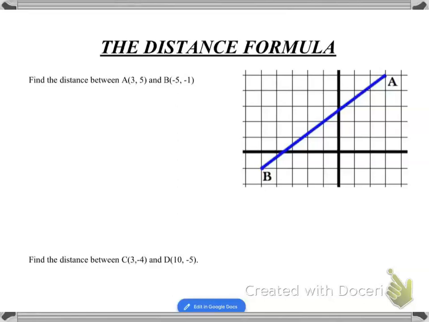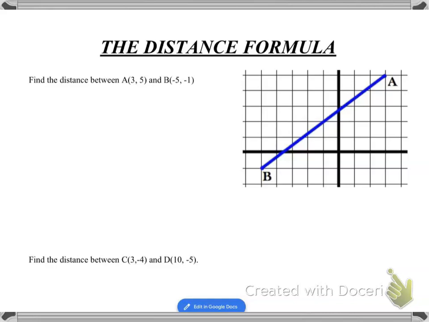Hello class, and today we are going to look at the distance formula. What we're going to do with this is use it to find the distance between 2 points on a coordinate plane.